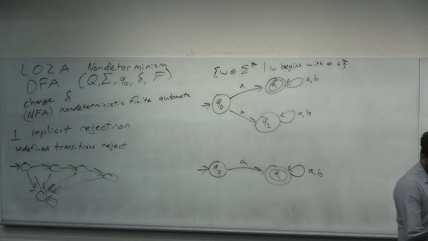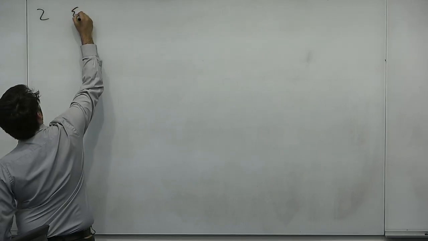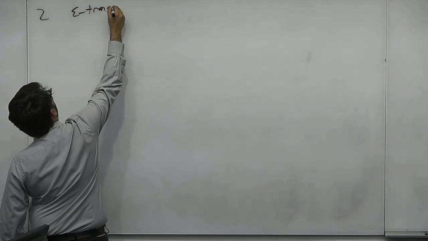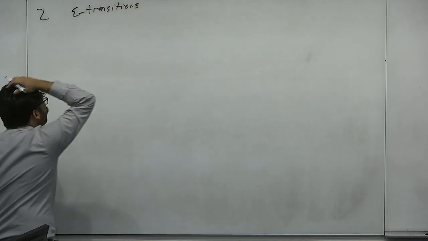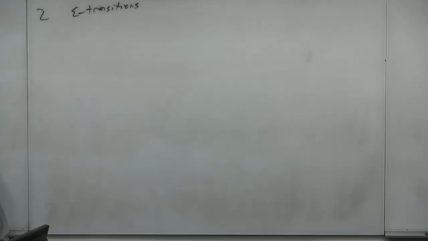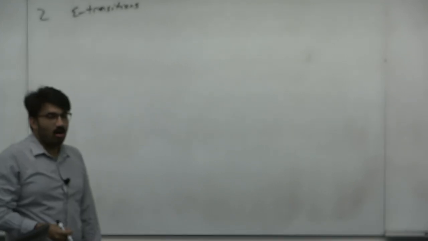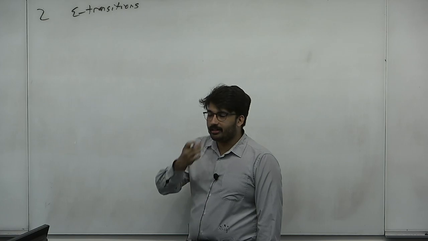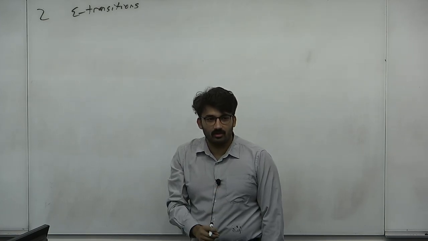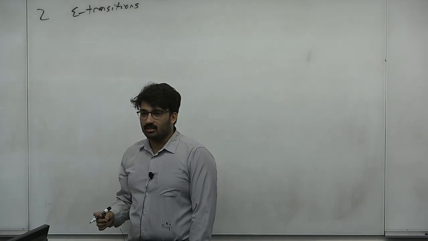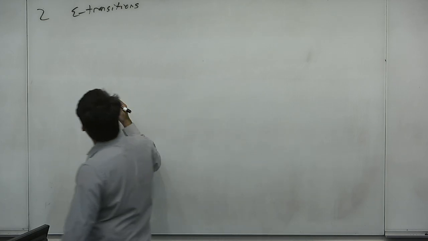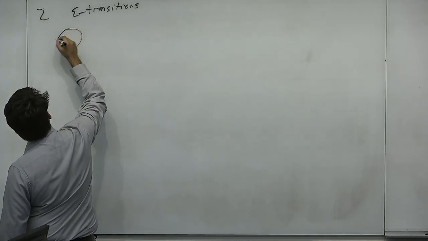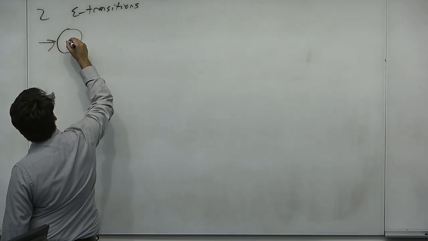Number two is this idea of epsilon transitions. You can think of a transition in a DFA as costing a letter off the front of the input. But there's also something at the front of every word, which is the empty string. The empty string is a prefix of every word. So what we do is allow you to define a transition that takes nothing. So let's say you had this DFA.